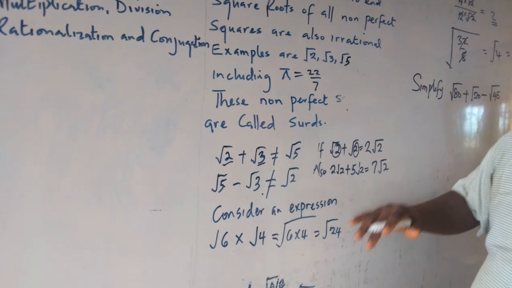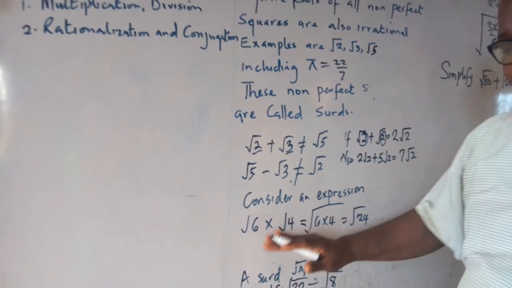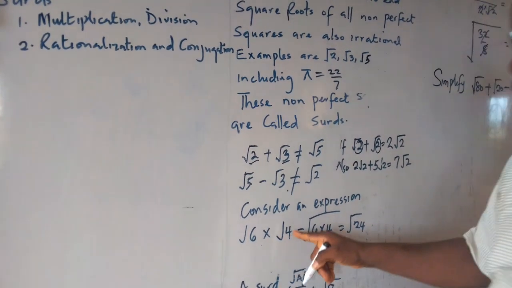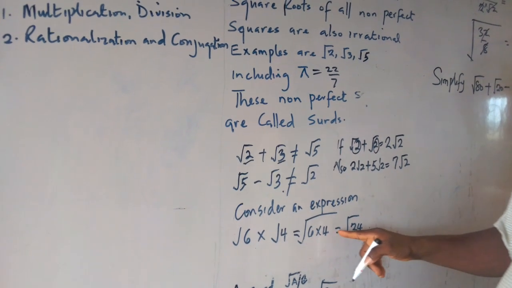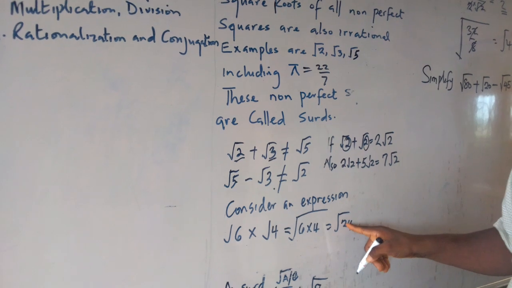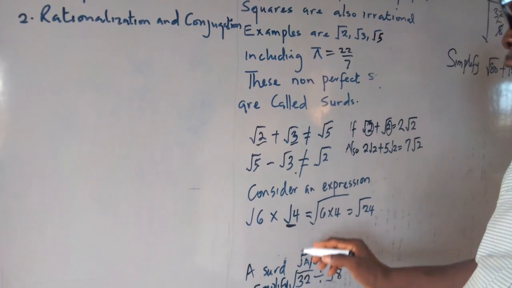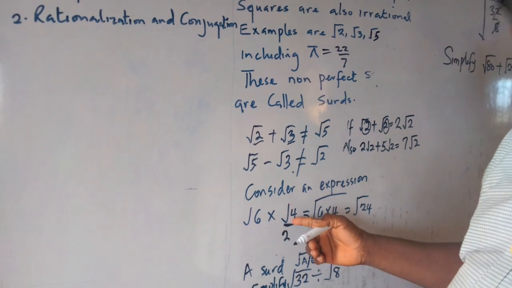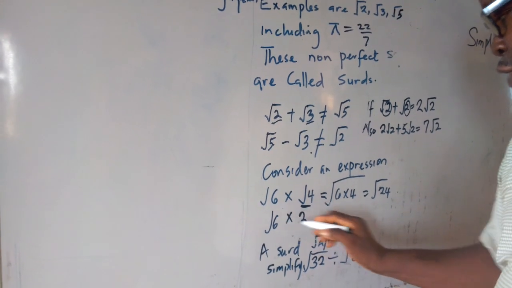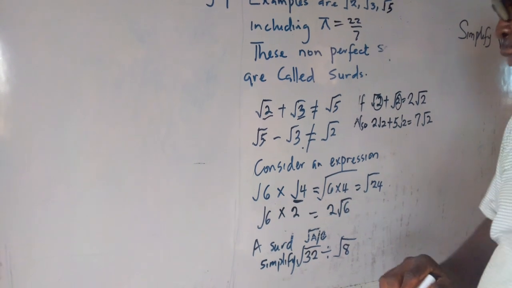Okay? So another operation that we can carry out on a SURD is multiplication. So I can say the SURD of 6 times the SURD of 4. You can multiply them straight and you get the square root of 24. Or I can also say that I already know the square root of 4, which is 2, because it's a perfect square, times the square root of 6, which I don't know. So my answer will be 2 root 6.